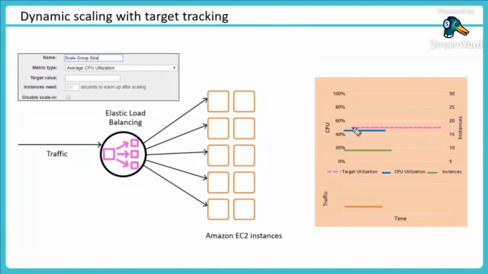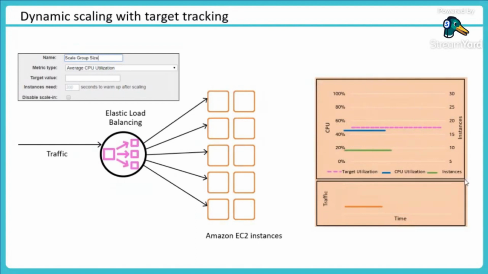So I have set a target. Now let's see what is currently happening. Two graphs are there, so pay attention. This graph below is for your traffic over time, and this graph here is your CPU with number of instances. And here three metrics are there. The green line is representing your number of instances. So if you see this, number of instances are currently 10.